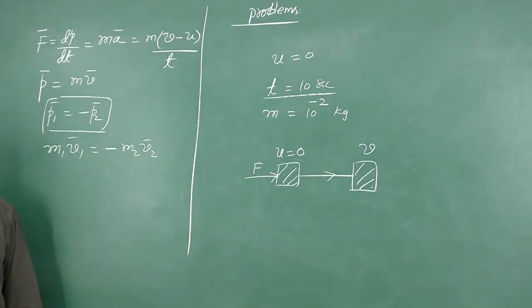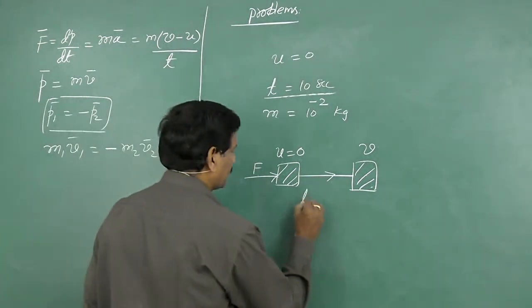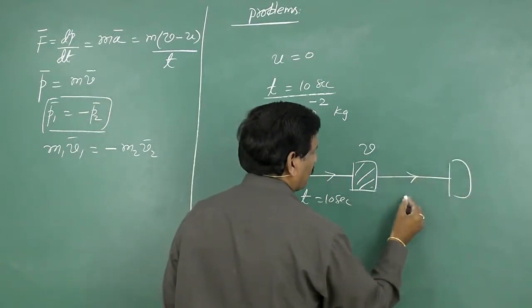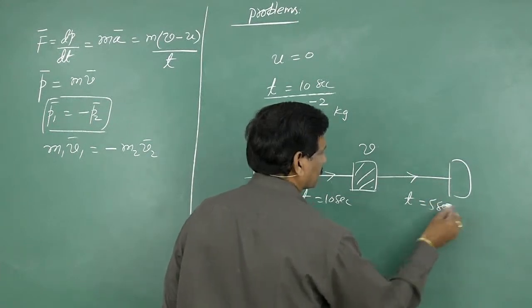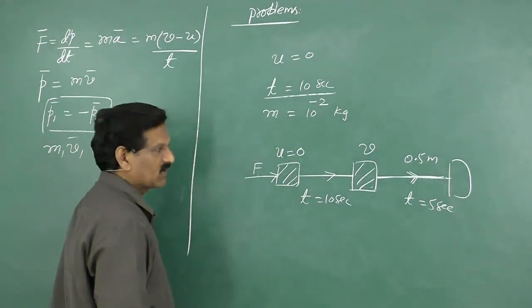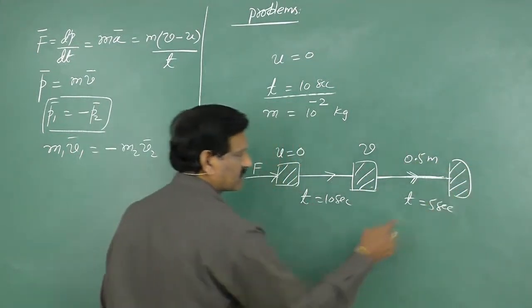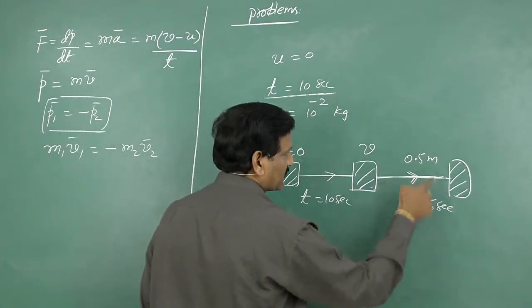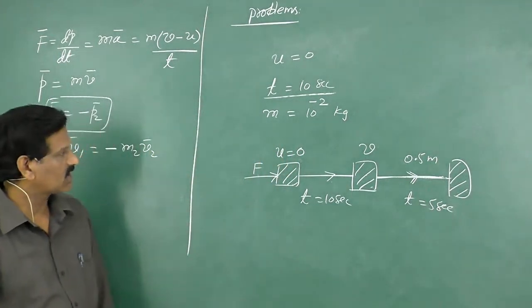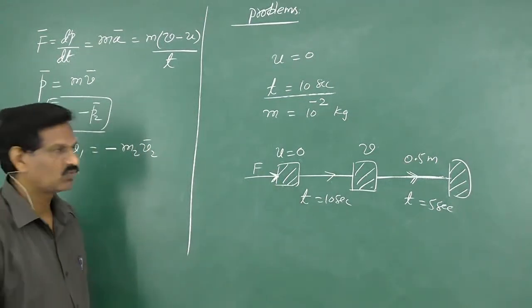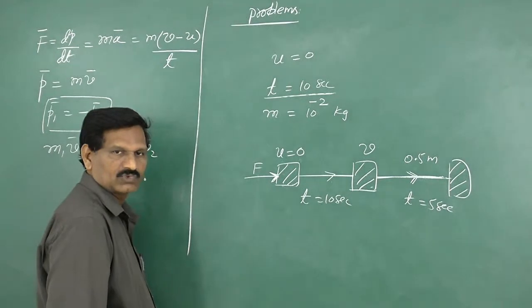Then the body traverses 0.5 meter in the next 5 seconds. So, this is when t is equal to 10 seconds. After 5 seconds, that is here t is equal to 5 seconds, the distance travelled here is 0.5 meter. This is the distance travelled during this 5 seconds without having any force, that means without having any acceleration. And we are asked to find the initial force acting on the body. So, we have to calculate the force. So, this is the problem.